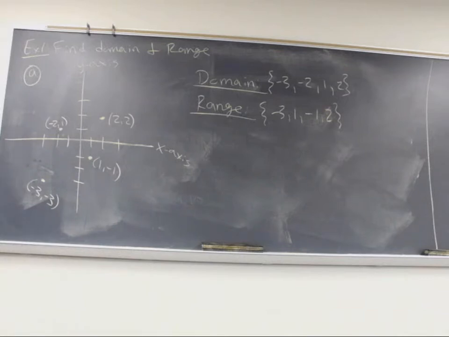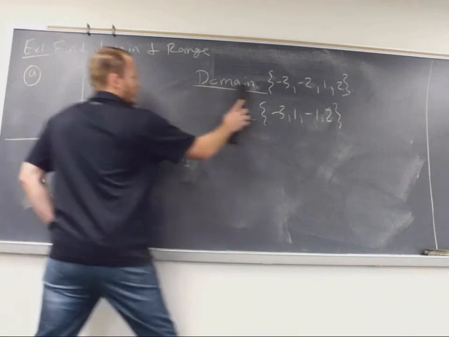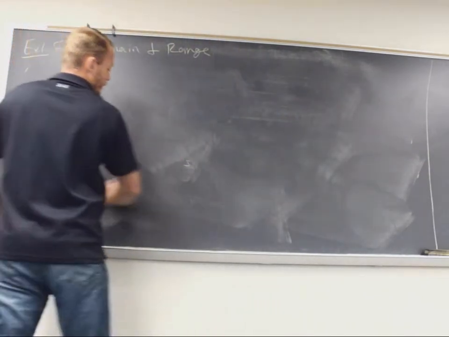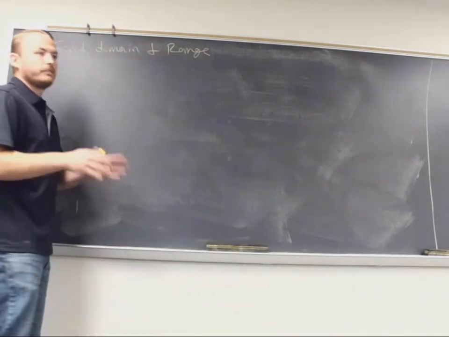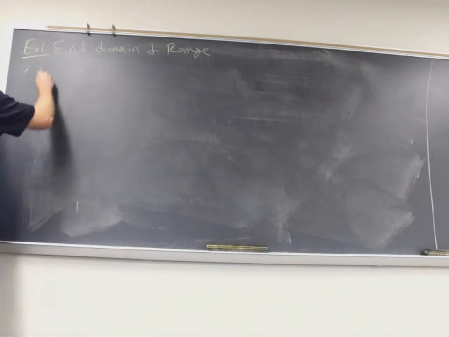Now let's change it up a bit, and we're going to make it, I don't want to say harder, but it's going to add an extra step or two in. And instead of just looking at individual points, let's look at a continuous graph. So here's part B.